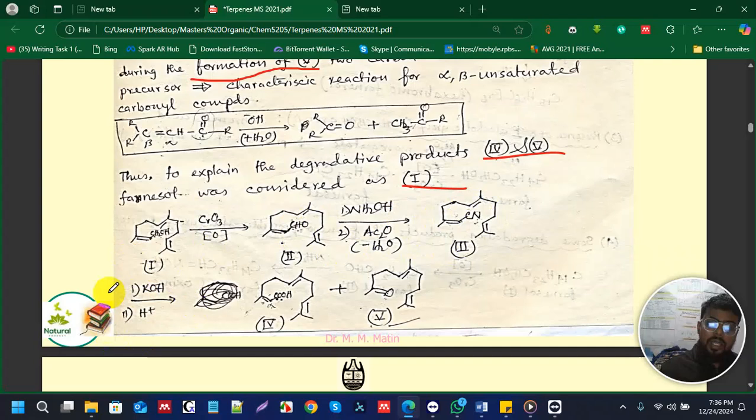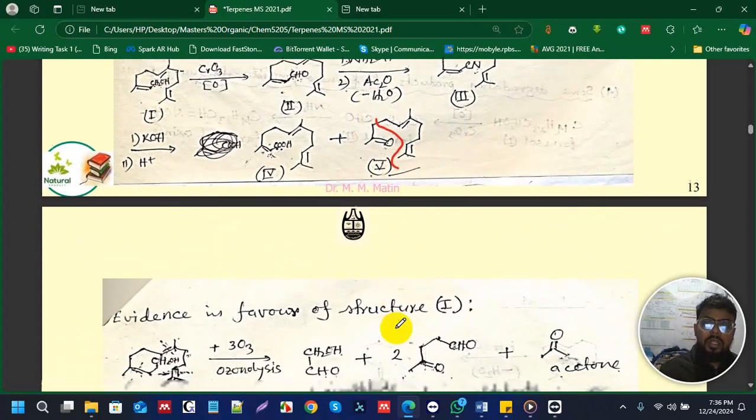Alkaline hydrolysis will convert it into COOH, and that is called geranyl acetone. This portion is called the geranyl, and this portion is called the acetone. That is called geranyl acetone.